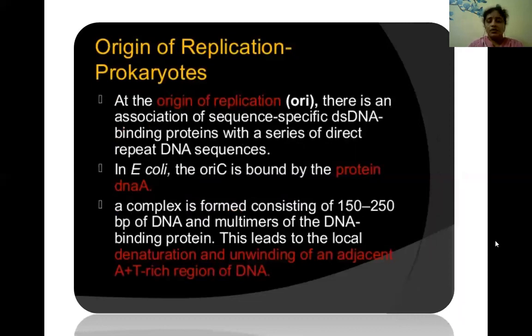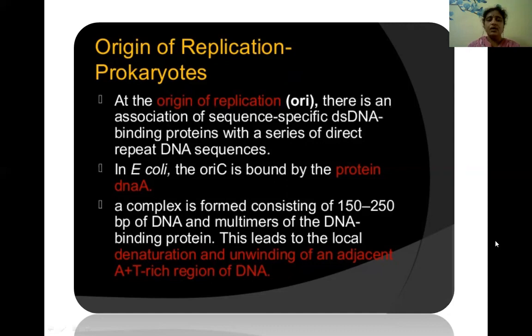Now, let us move on to the origin of replication in prokaryotes. At the origin of replication, indicated as ORI, there is an association of sequence-specific double-stranded DNA binding protein with a series of direct repeat DNA sequences. In E. coli, ORI-C is bound by the protein DnaA. A complex is formed consisting of 150 to 250 base pairs of DNA and multimers of DNA binding protein.